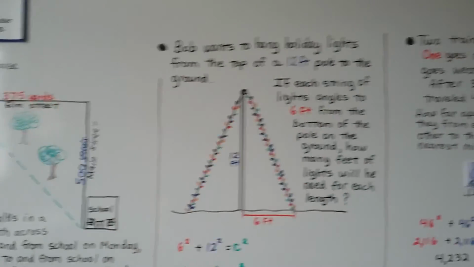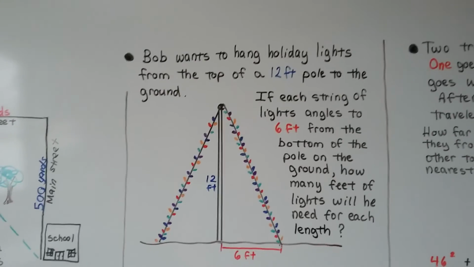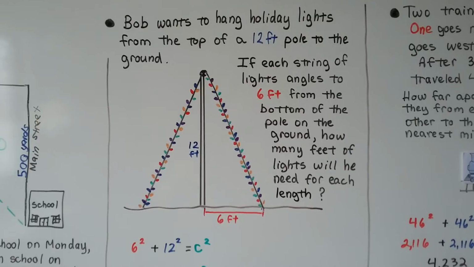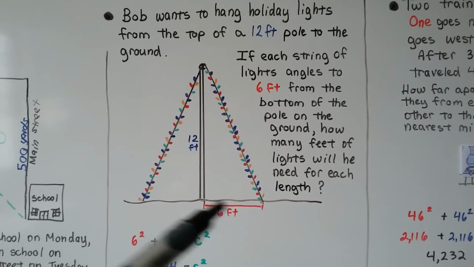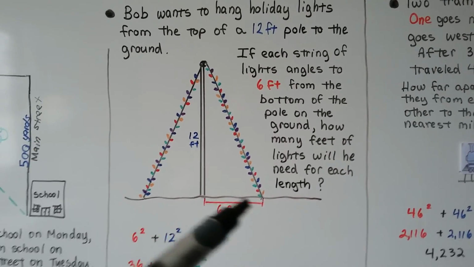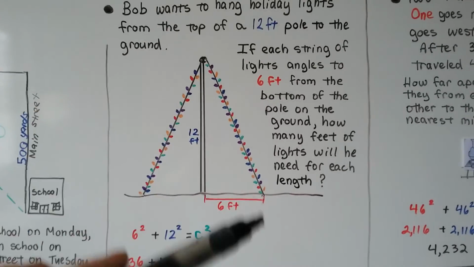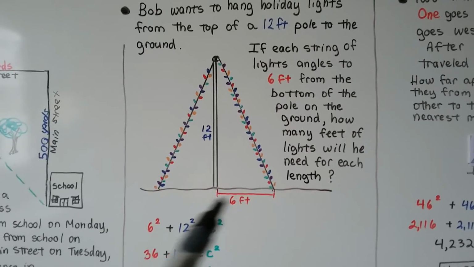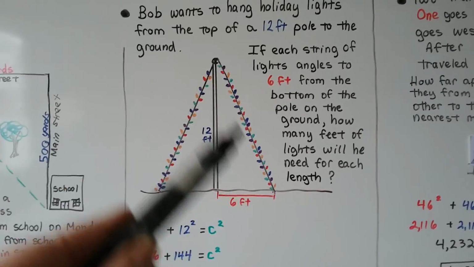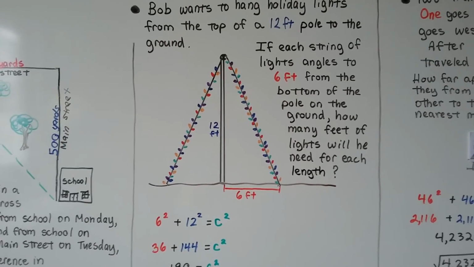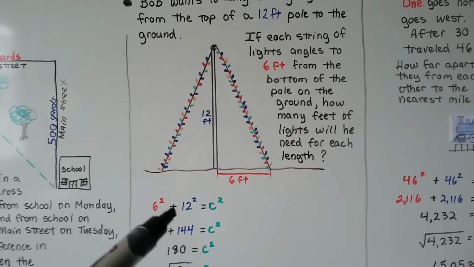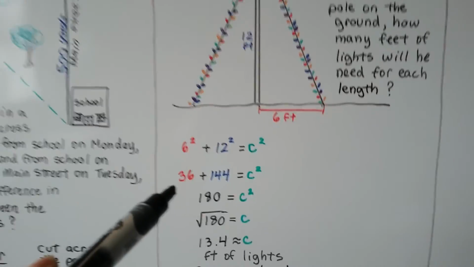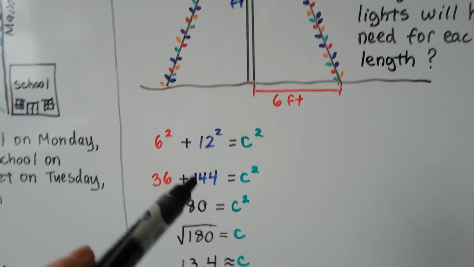All right, now this one says, Bob wants to hang holiday lights from the top of a 12-foot pole to the ground. And if each string of lights angles 6 feet from the bottom of the pole on the ground, how many feet of lights will he need for each length? So here's our A, here's our B. So to find C, we just need to plug it into the Pythagorean theorem. We get 6 squared plus 12 squared equals C squared, our hypotenuse. So that means 6 times 6 is 36, 12 times 12 is 144.